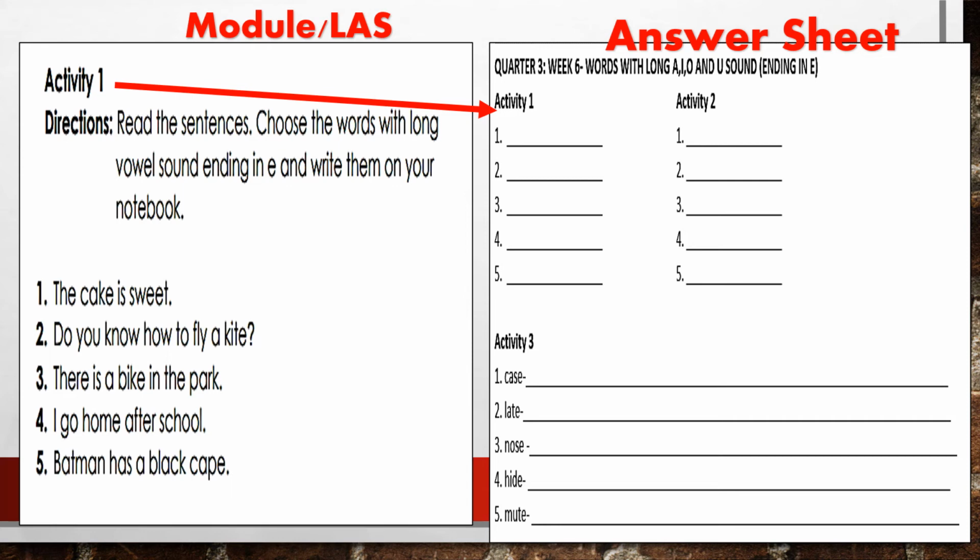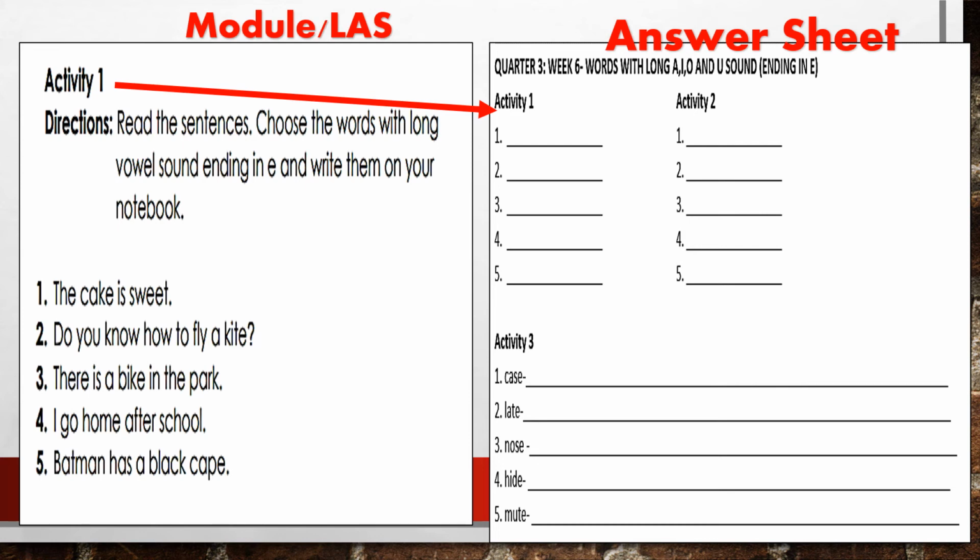Number 1, the cake is sweet. O, narinig nyo yung mahaba. The cake is sweet. Tapos may letter E sa huli. O, alam nyo na yan. Number 2, do you know how to fly a kite? Do you know how to fly a kite? O, alin dyan yung may letter E sa huli na salita at mahaba yung sound niya.